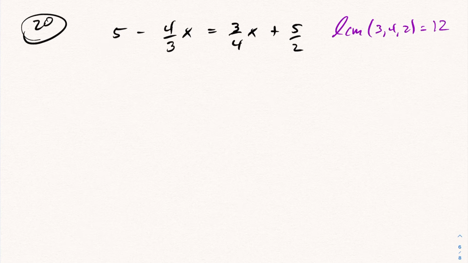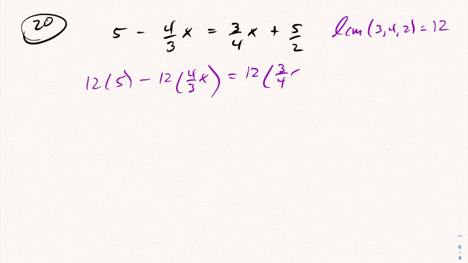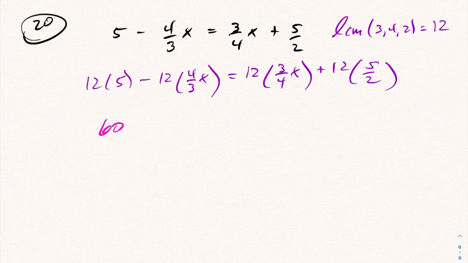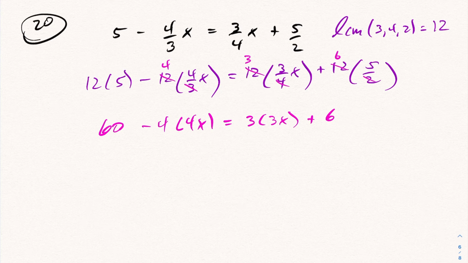Now, everything's separated by addition, subtraction. You have to put a 12 in front. So in this case here, it's going to be 12 times 5 minus 12 times 4/3 x equals 12 times 3/4 x plus 12 times 5 over 2. Now that you've done that here, the 12 and the 5 becomes 60. 12 and the 3 reduced to become 4. 12 and the 4 reduced to become 3. And 12 and the 2 reduced to become 6. So this becomes minus 4 times 4x is 3 times 3x plus 6 times 5.